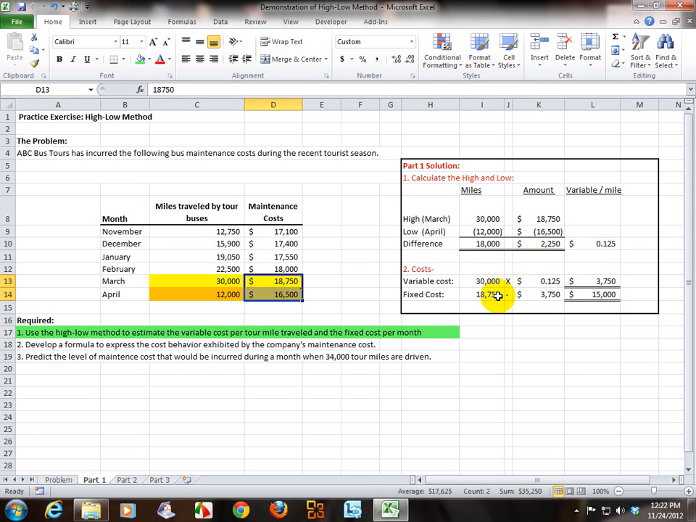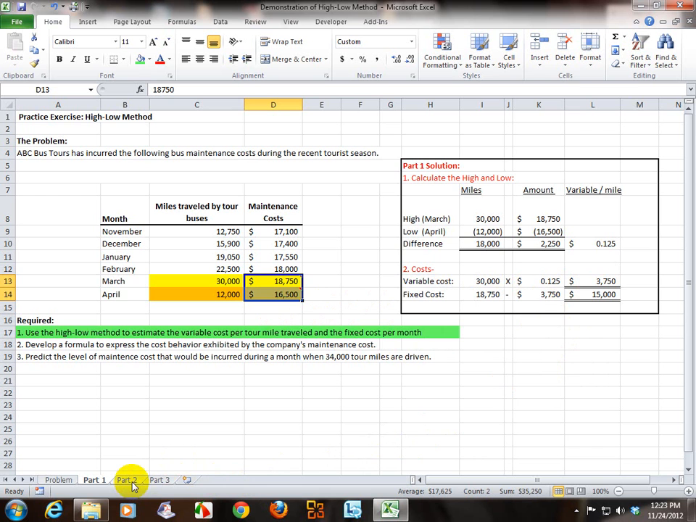If we did the same calculation using the low month of 12,000 miles, we would have lower variable costs because we have much lower miles, but the fixed amount would be the same. Just very quickly, we could subtract the $15,000 fixed costs from the $16,500 for that month, and that would determine $1,500 was the amount of the variable cost. On your own, you can calculate that by multiplying the 12.5 cents times the 12,000 miles, and that would get you $1,500.